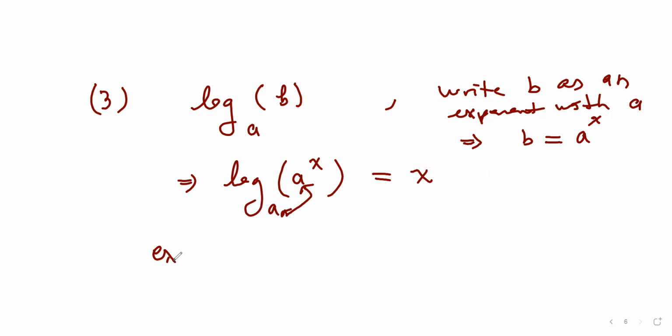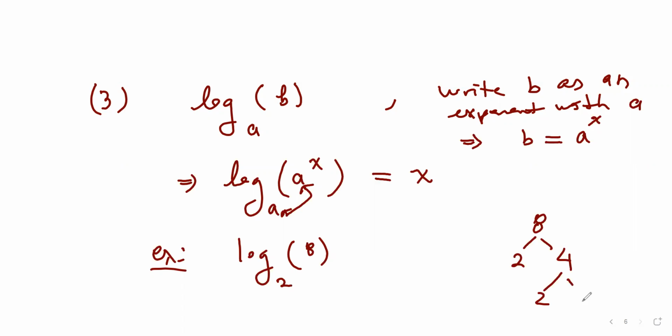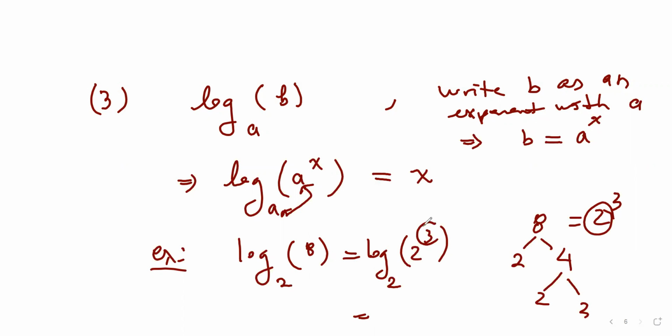As an example, let's say log base 2 of 8. Now I'm taking 8 and writing it as an exponent, which will be 2 times 2 times 2. So 8 is 2 to the 3. So I was able to write it with the base 2. Therefore, this will be log base 2 of 2 to the 3, and that will give you 3. I will continue more properties and more examples in the next video.